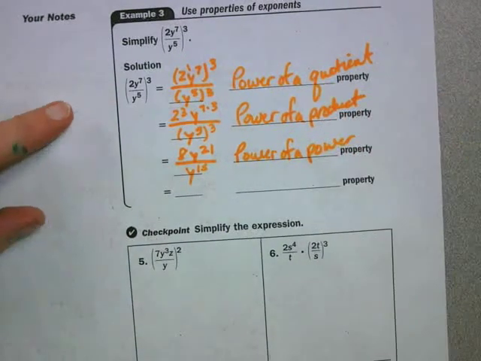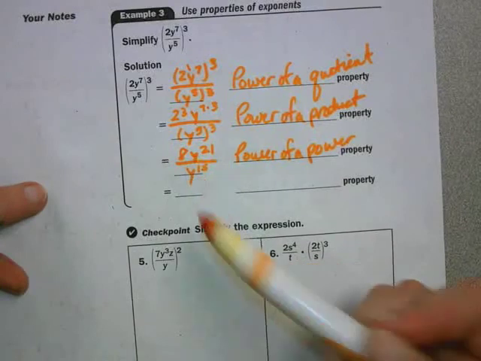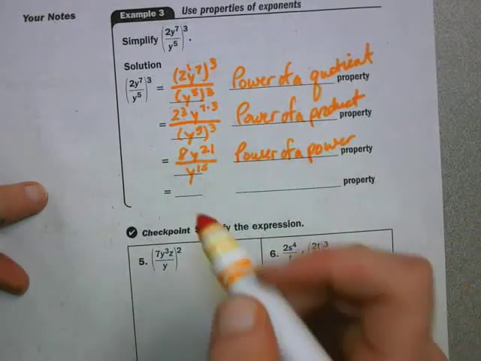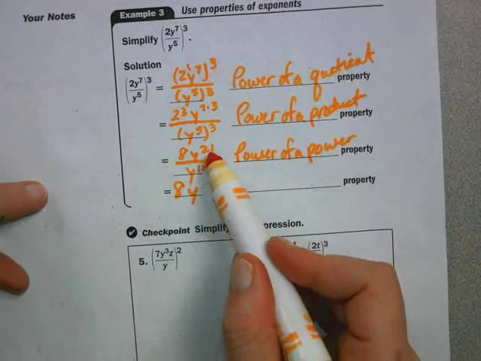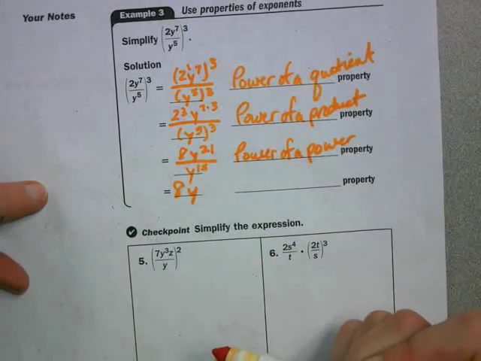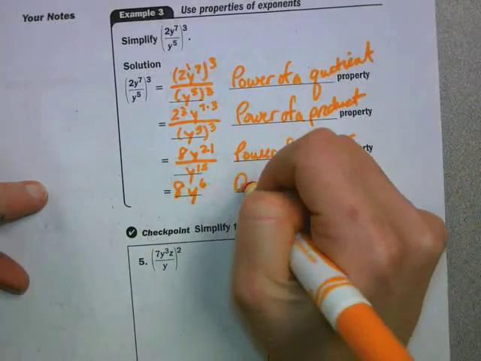The last thing is look at, I have a base of y on top and on bottom, so those can simplify. The 8 still stays there. The y becomes 21 minus 15, and 21 minus 15 is 6, and that was quotient of powers.